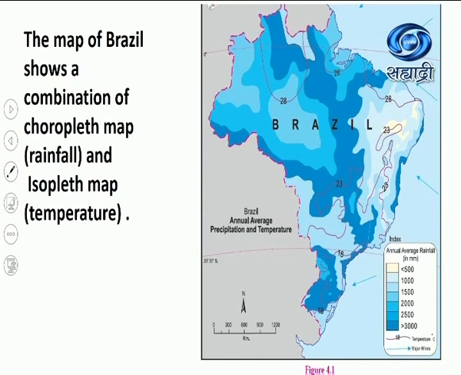Now let's see the temperature on this map. We find isotherms joining places having equal temperatures. The maximum temperature we find near the equator is 28 degrees Celsius. It reduces over here because of the altitude of the Brazilian highland. And down south in Brazil, we find it is 18 degrees Celsius. So this is the isopleth map of Brazil.